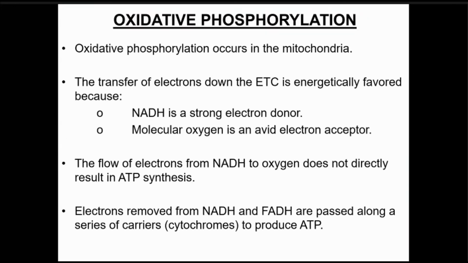So as far as we are concerned, we are talking about oxidative phosphorylation. Oxidative phosphorylation occurs in the mitochondria, as I told you before, and I even told you exactly where. The transfer of electrons down the ETC is energetically favorable because NAD is a strong electron donor and oxygen is an avid electron acceptor. Avid, it depends on the way you pronounce it. It means it really wants the electrons.